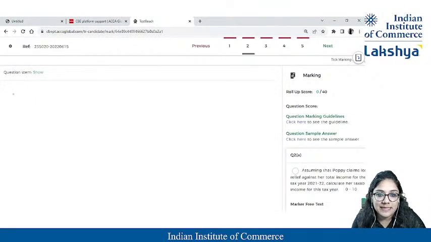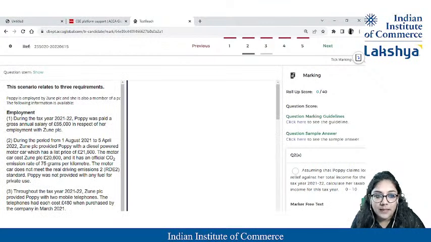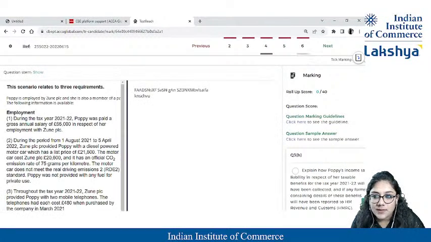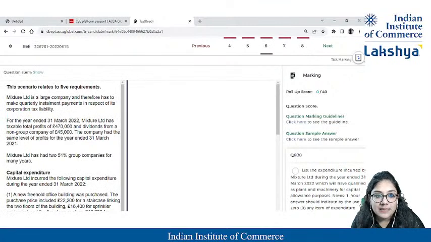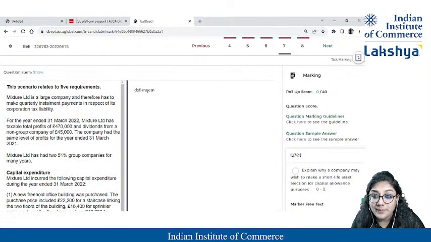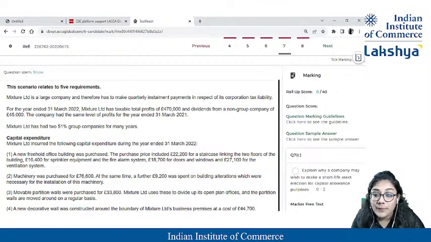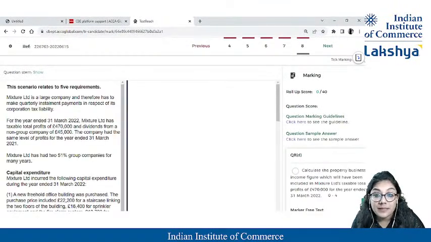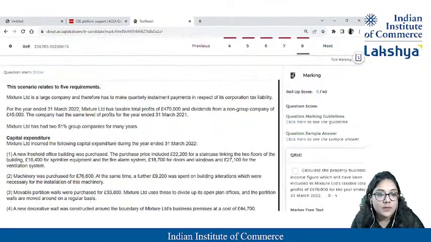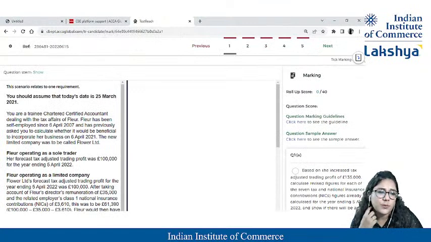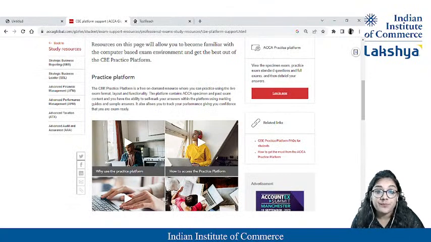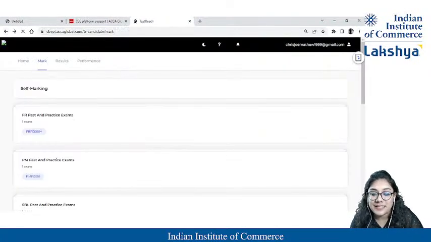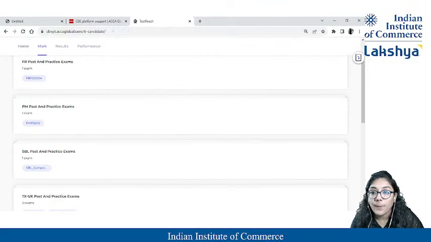I go to the second question, which was about Poppy. Let's see the third, the fourth, the fifth. Students, can you check out over here Mixture Limited? Are you able to see Mixture Limited, property, business, everything? This question is printed over here. The question is given. Let us see what requirements they have posted. Let me go back and check.